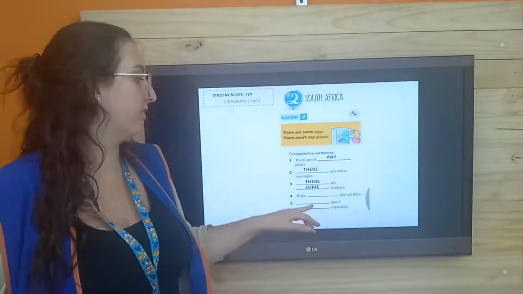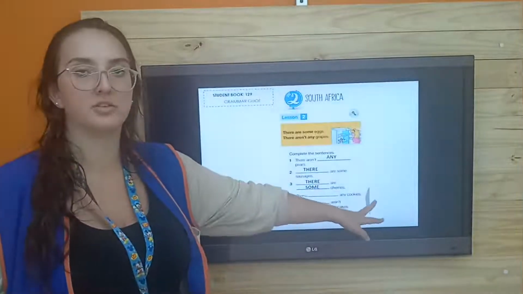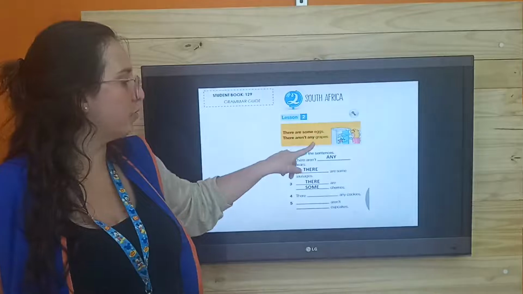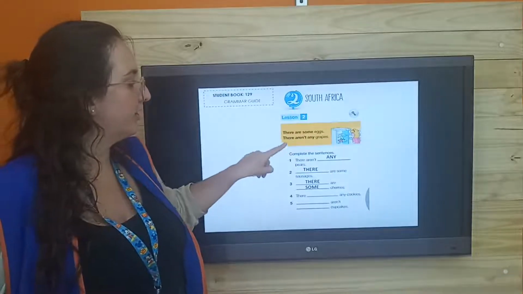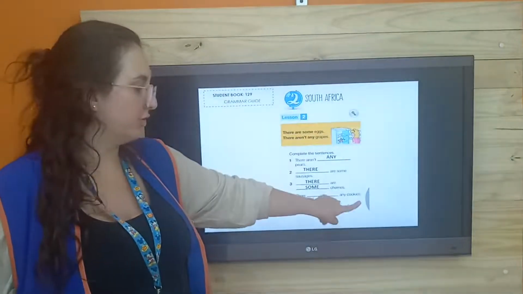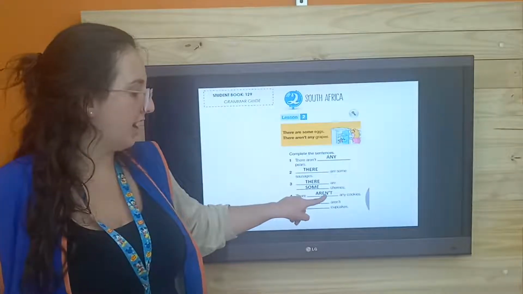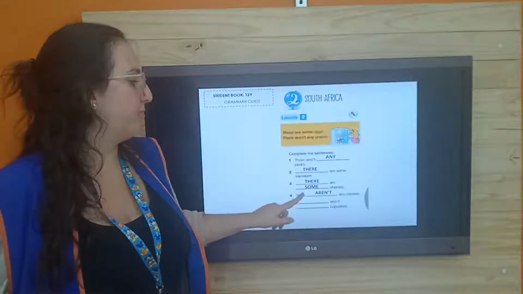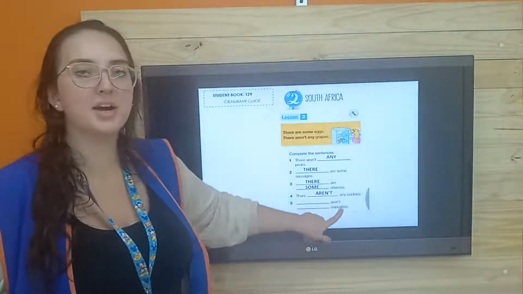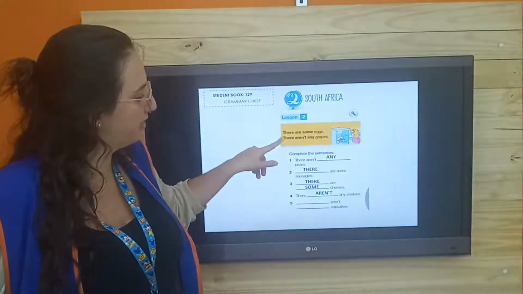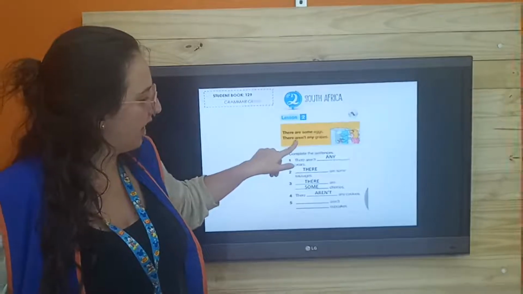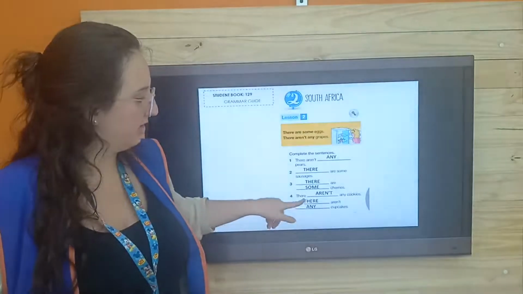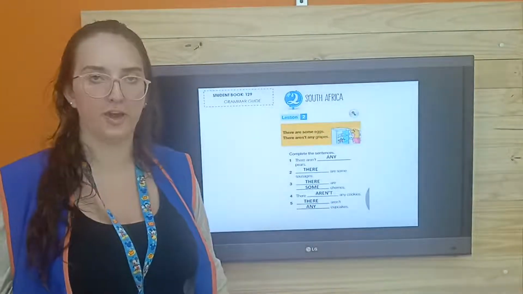Sentence number 4. There any cookies. Okay, there any. What is the sentence we use? There aren't any cookies. Okay, so there aren't any cookies. Alright? Number 5. Blah blah blah aren't blah blah blah cupcakes. So what is the sentence we're going to use? There aren't, the tip here, any cupcakes. There aren't any cupcakes. Okay?